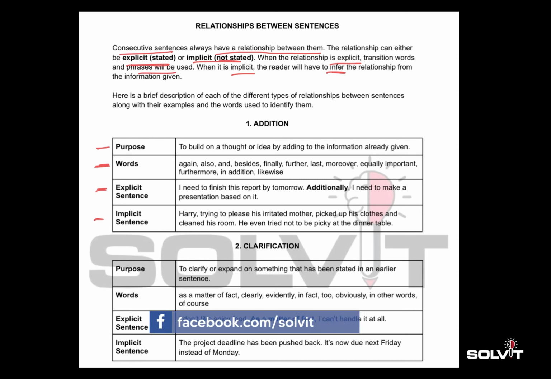So the first type of relationship is called addition. Okay, the purpose of this is to build on a thought or idea by adding to the information already given. So sometimes a writer wants to build upon the information that he has already given us. Okay, he wants to add to it.